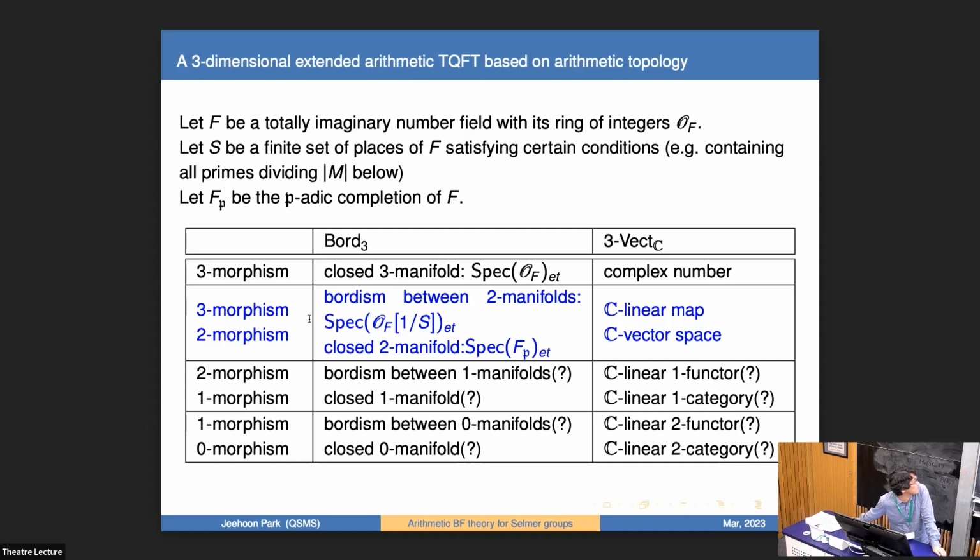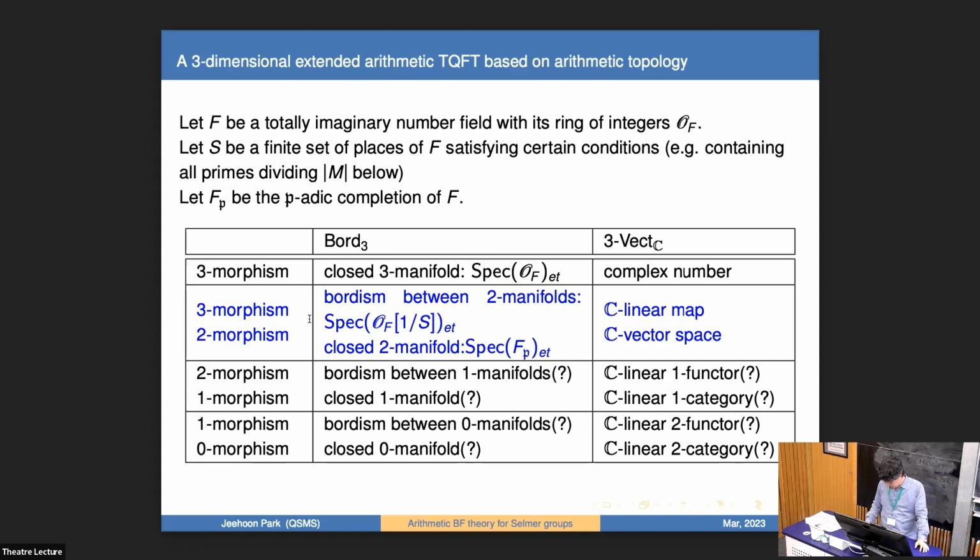Closed manifolds correspond to the spectrum of the local field at P. In particular, we are looking at the Étale side. We will look at the Étale cohomology and the Étale cohomological dimension of Spec F_P, which is just Galois cohomology, of dimension two. So it's like a closed two-manifold. And the spectrum of O_F with the primes in S inverted is like a three-manifold, with Étale cohomological dimension 3, whose boundaries are these closed two-manifolds for primes P in S. Okay?